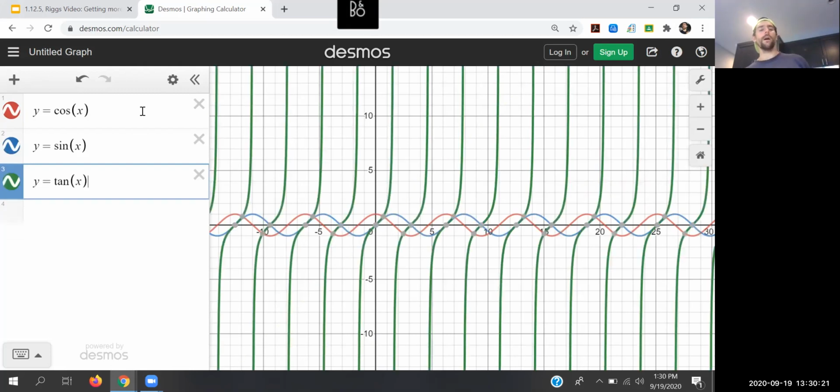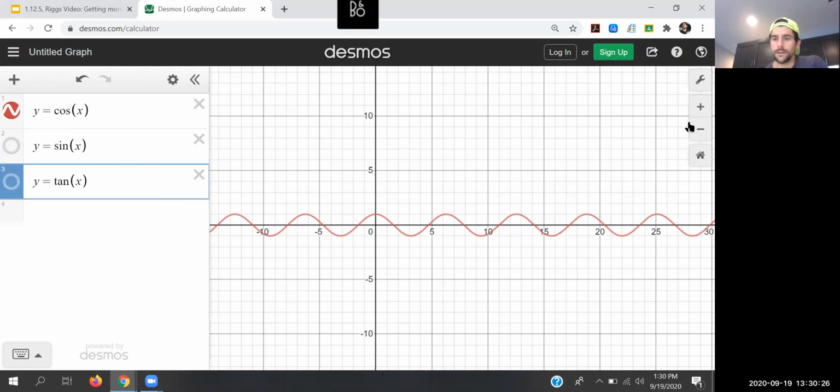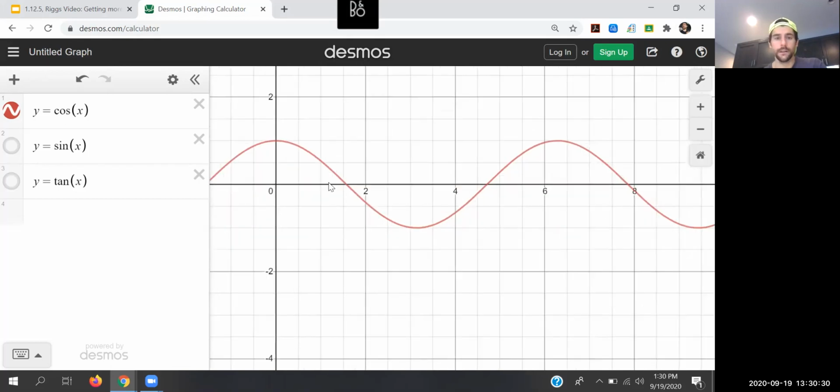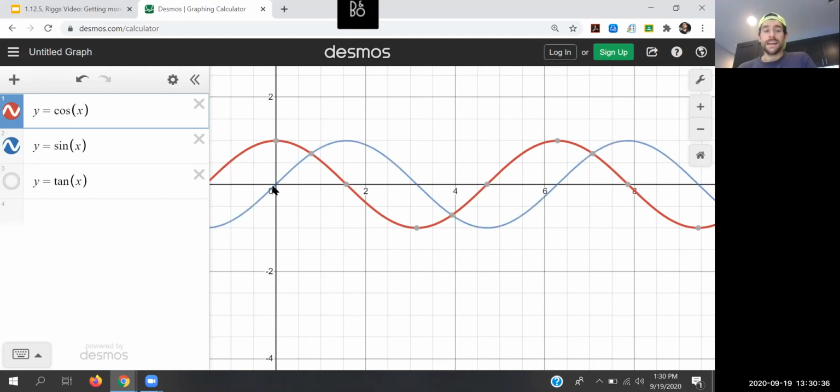Reminder, f of x, y, same thing. But if I look at your cosine value, you can see that it starts at when x is 0, y is 1, and you can see that the top, the largest y value is 1, smallest y value is negative 1. Sine is the same thing, but just starting at the origin.